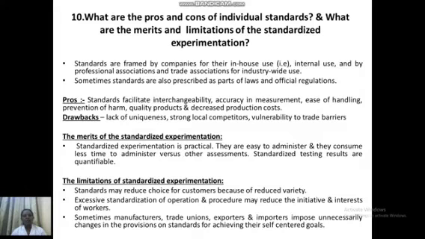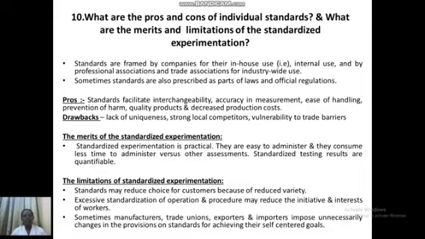10th question. What are the pros and cons of industrial standards, and what are the merits and limitations of standardized experimentation? Standards are framed by companies for their internal use and by professional associations and trade associations for industry-wide use. Sometimes standards are also prescribed as parts of laws and official regulations. Pros: standards facilitate interchangeability, accuracy in measurement, ease of handling, prevention of harm, quality products, and decreased production costs. Drawbacks: lack of uniqueness, strong local competitors, vulnerability to trade barriers.